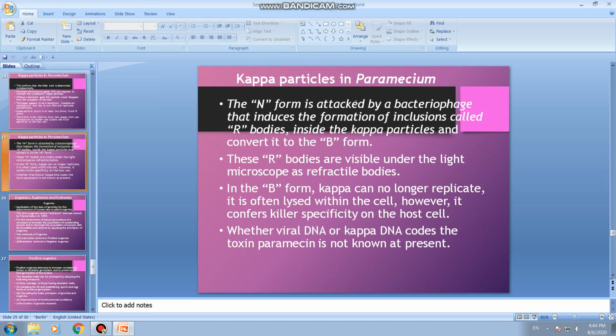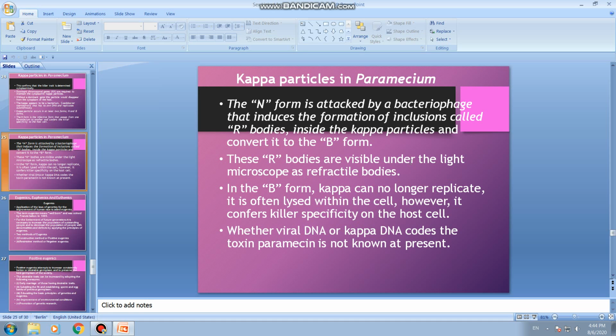So the N form is attacked by a bacteriophage. When this N form is attacked by a bacteriophage, that induces the formation of inclusions called R bodies inside the kappa particles and converts it into the B form. So the N form is converted into the B form.